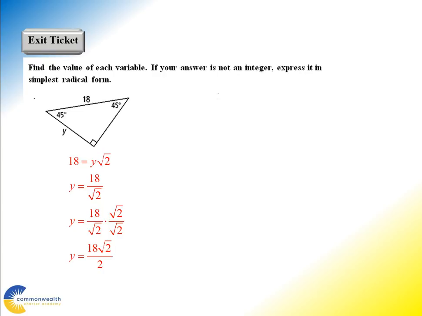And I now have an 18 in the top and a 2 on the bottom. So I can carry through that division and end up with simply 9 times the square root of 2. So y would be 9 times the square root of 2. I do show a decimal here, but that's not what was requested. But that's just by putting it into your calculator.